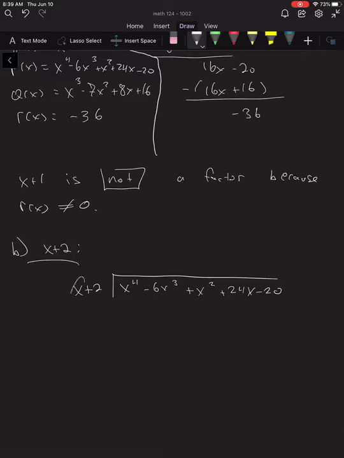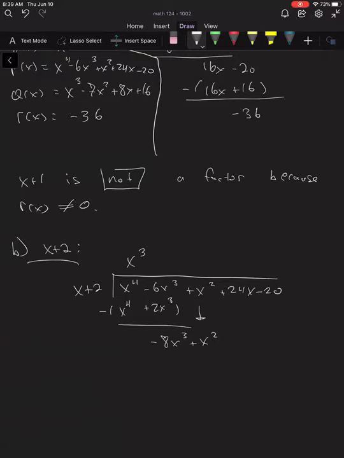So what do we have to do? Multiply by x to get x to the 4th. And that's going to be x cubed, so we put an x cubed here. Then we do that multiplication step, so x cubed times x, that's x to the 4th. X cubed times 2, that's 2x cubed. Subtract. So x to the 4th minus x to the 4th is 0. Minus 6x cubed minus 2x cubed is minus 8x cubed. And then bring down the next piece.